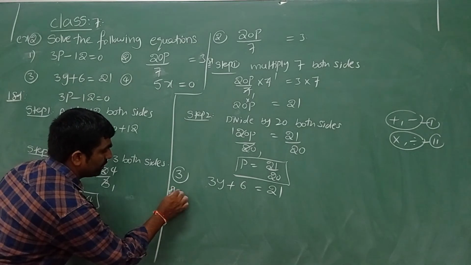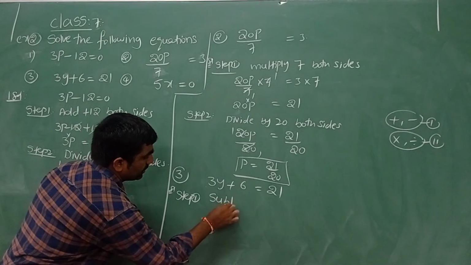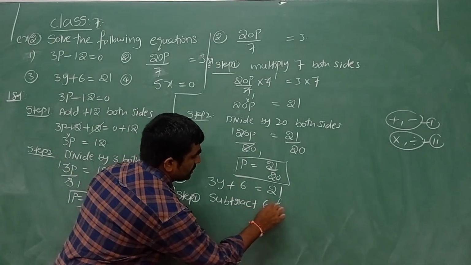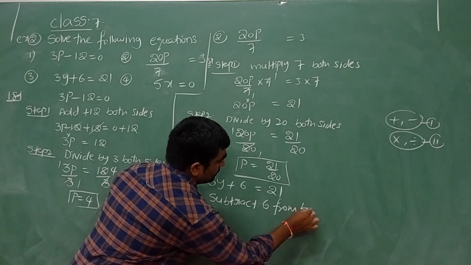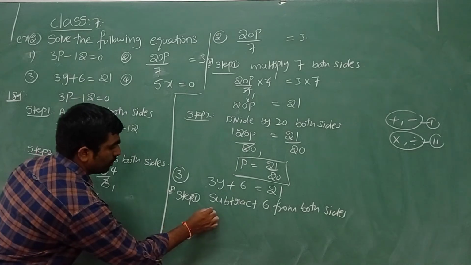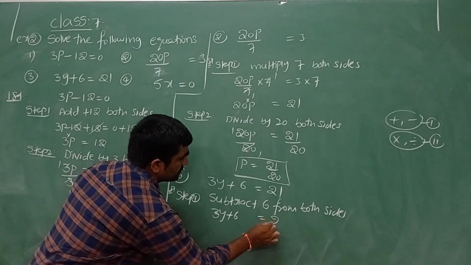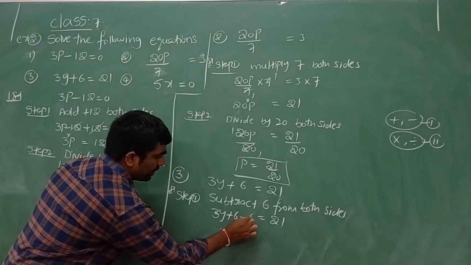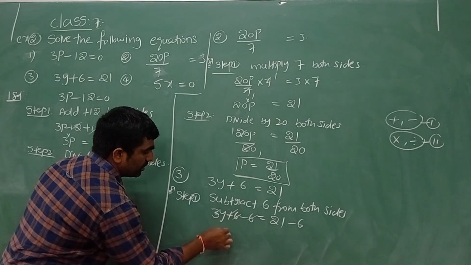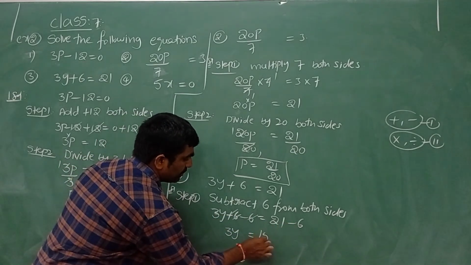So solution here. Let me write step 1. What do we have to do here? Subtract. Yes, how much? Same number, 6. Subtract 6 from both the sides. What is LHS? 3y plus 6 is equal. What is RHS? 21. Subtract 6 from LHS, do the same thing from RHS also. Plus 6 minus 6 cancel. I got 3y. 21 minus 6, 15.